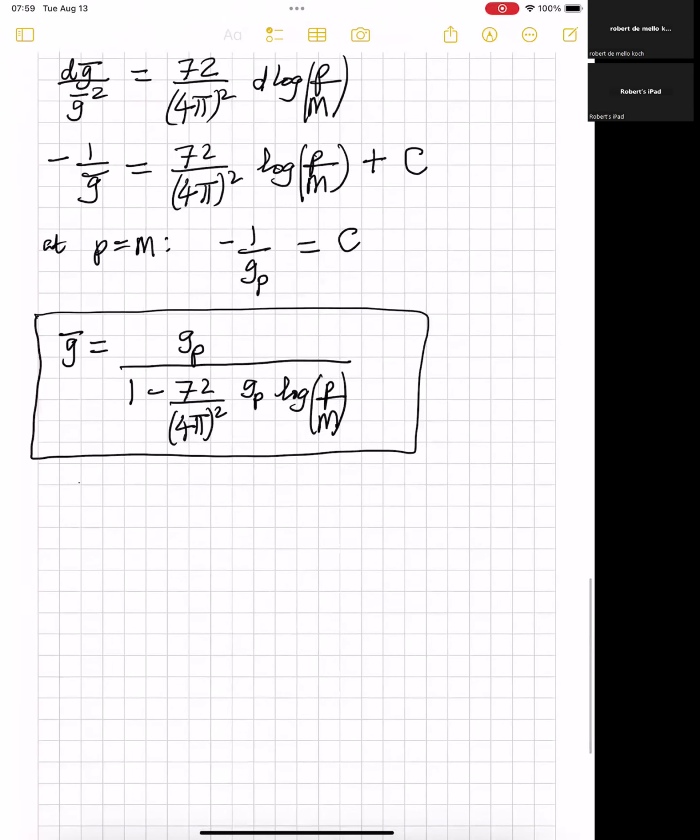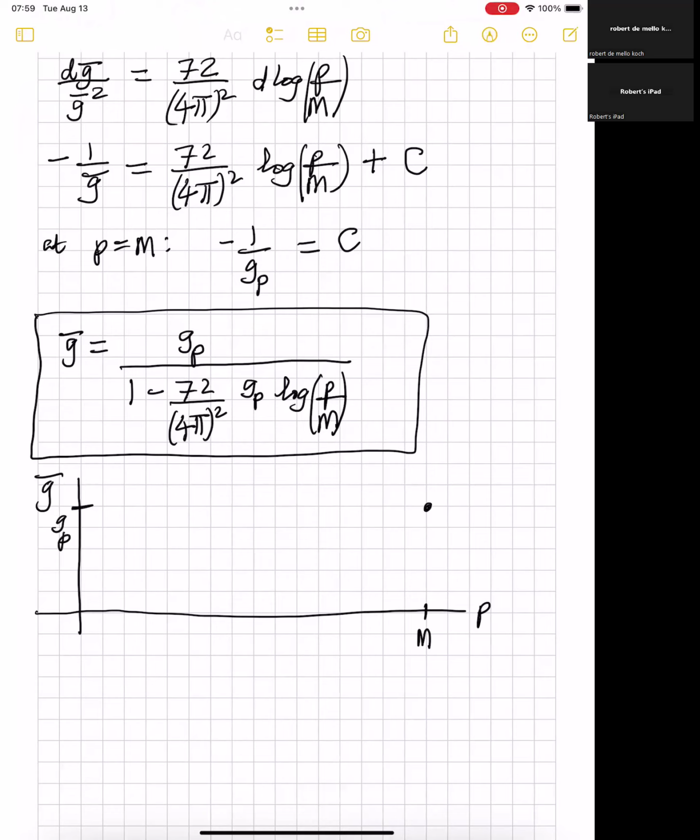So we can plot G bar versus P. At P equal to M, the value of the coupling is set by the physical coupling. So that's where we start off.